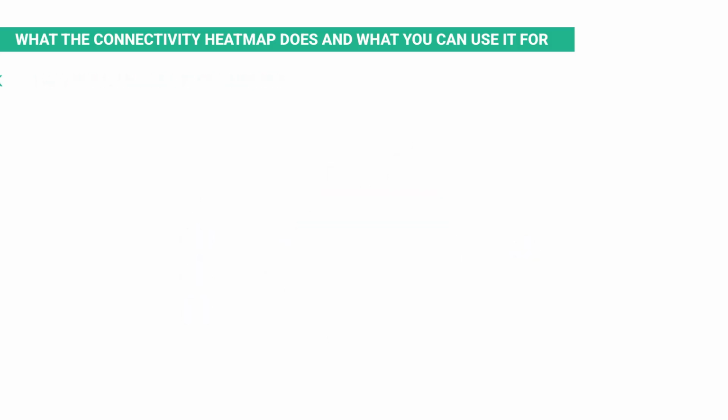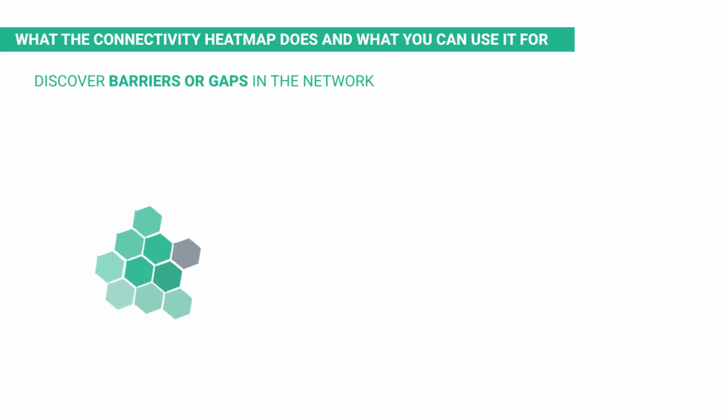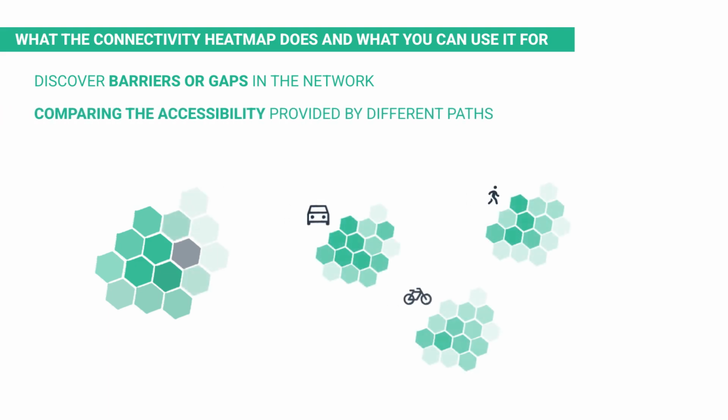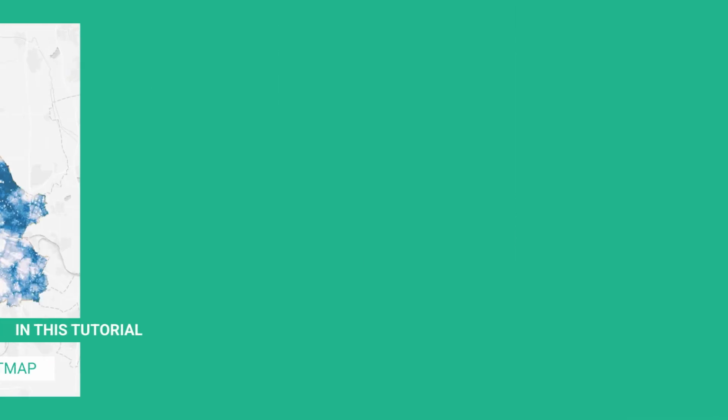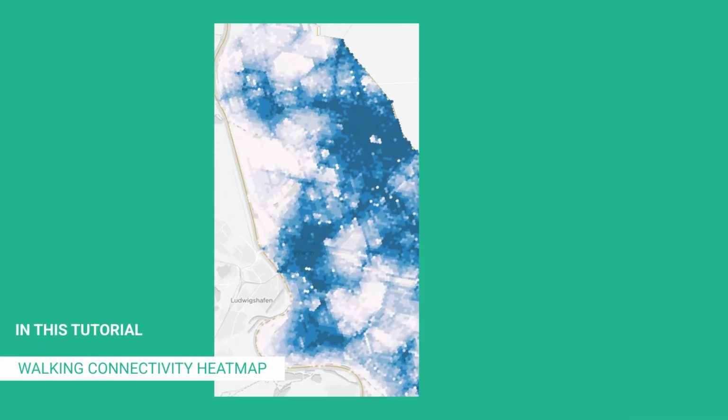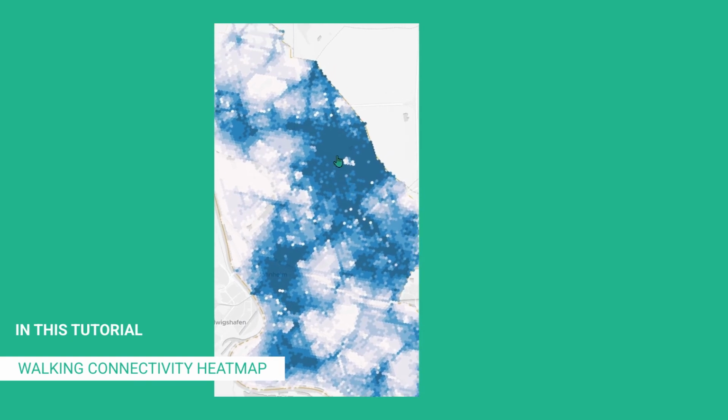It can be used to explore if there are any barriers, gaps, or islands in the street network that block connectivity, or to see if the street, footpath, or cycle lane network provides equitable access across an area. In this tutorial, we'll compute a walking connectivity heatmap with a 20-minute travel time limit. Let's go through the steps to create this in GOAT.